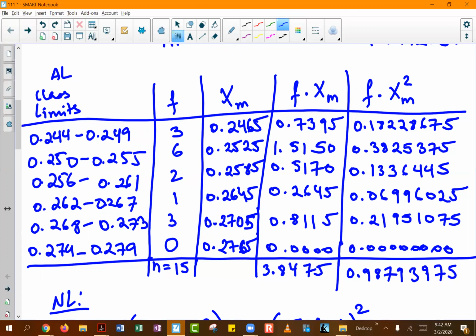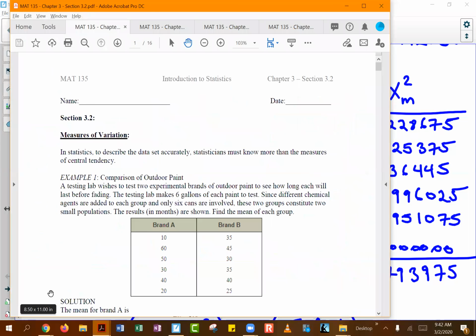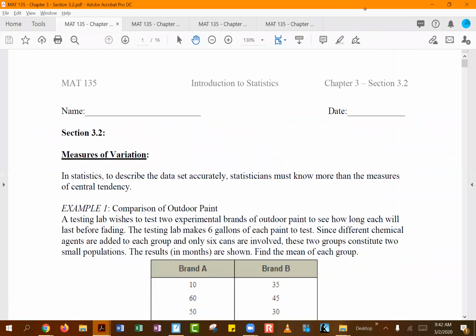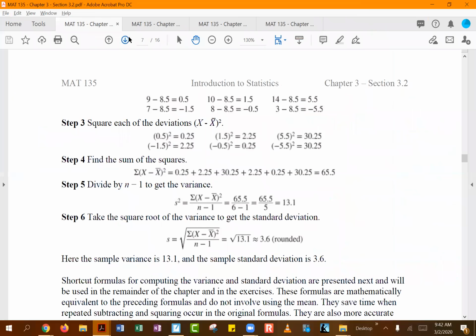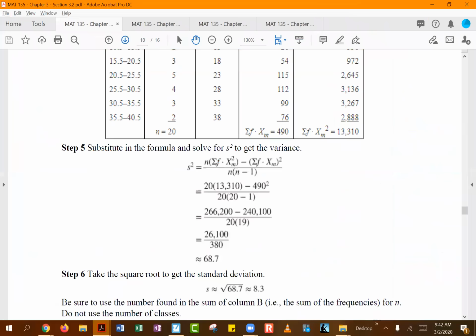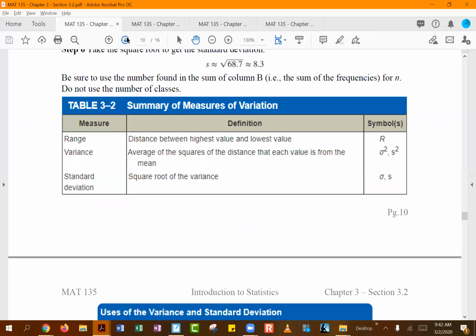Alrighty, so let's get back to our handout here. And we had looked at the example on page 10. Okay. So the measures, yeah. Oh, you don't have the handout? Okay.